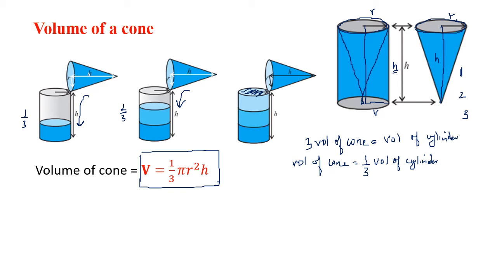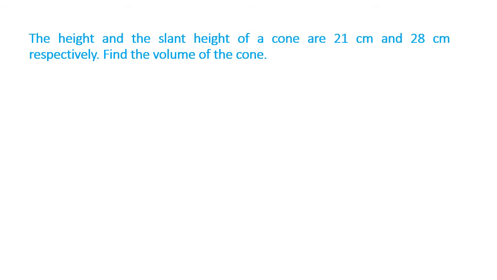Now, I hope you remember the formula. Volume of the cylinder is pi r square h and volume of the cone is 1 by 3 pi r square h. Now, a few sums to start with. The height and slant height of a cone are 21 and 28 centimeter. Find the volume. So, we will first take a cone.